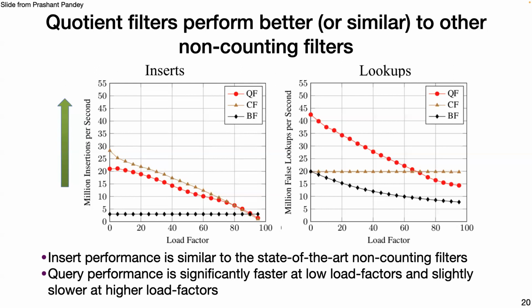And then this one is false lookups per second. X is load factor, and again, this one is quotient filter, this one is Bloom filter, and the counting filter. And I guess for counting filter, the false lookups are fixed, but for quotient filter they are not, because you may have collisions.